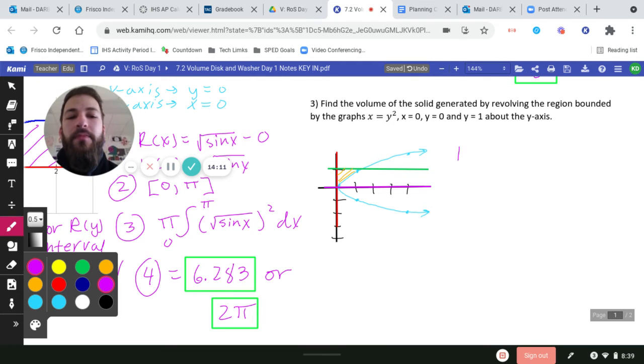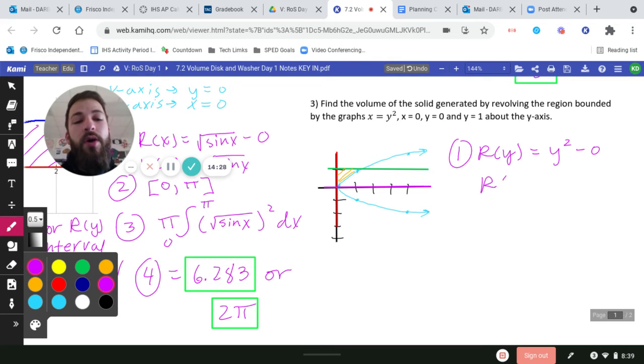So step 1 is our r of y equation. So r of y this time is going to be right minus left. The right equation is y squared minus the left equation, which is just 0. So r of y is equal to y squared minus 0, so r of y is just y squared. Step 2, we're looking at a y interval, which would just be 0 to 1.